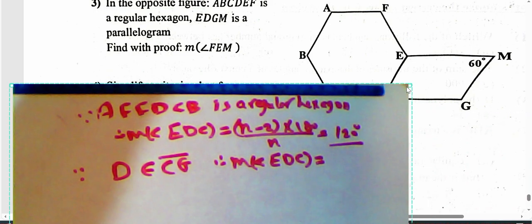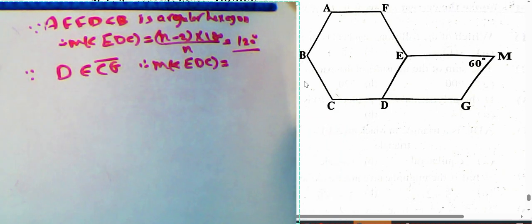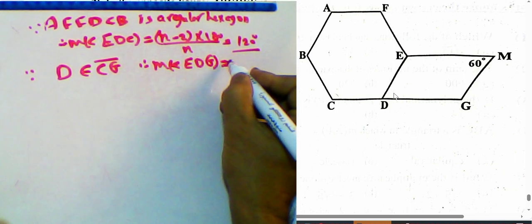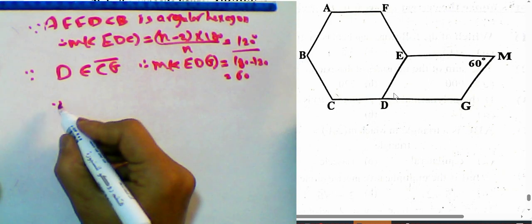And then we have D belonging to the line segment CG. Then we have supplementary angles here. Then the measure of angle EDC, look here, this angle EDC, look with me, step by step. Measure of angle EDG equals 180 subtract 120 equals 60 degrees. This angle is 60 degrees.